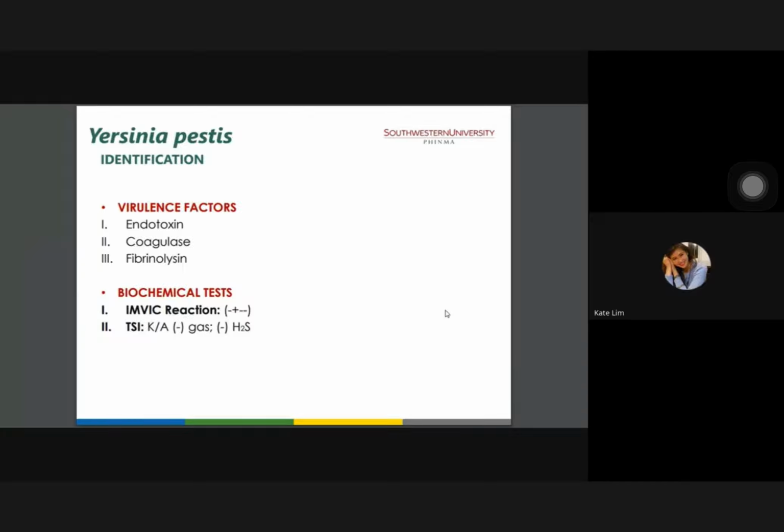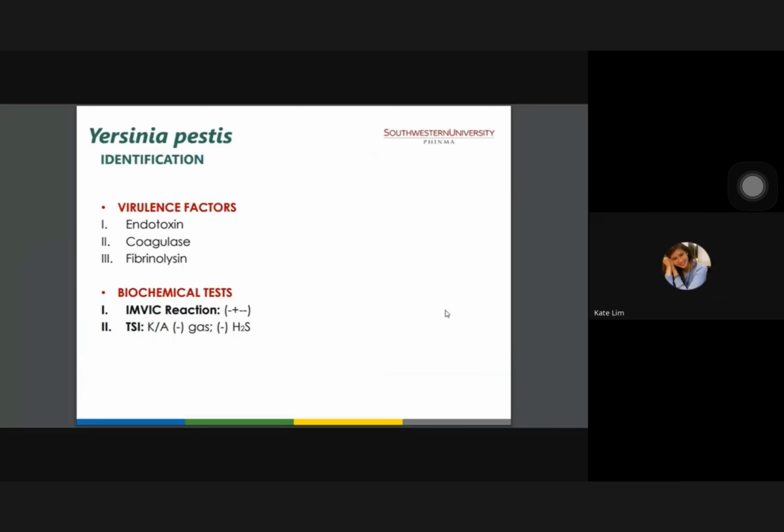If there's a coagulase, your Yersinia pestis also has the fibrinolysin. Fibrinolysin is the complete opposite of your coagulase. If your coagulase causes blood clotting, your fibrinolysin is another enzyme that usually breaks down the fibrin. So it breaks down the fibrin, which is responsible for blood clotting. So therefore, Yersinia pestis also has the ability to disrupt blood clots.